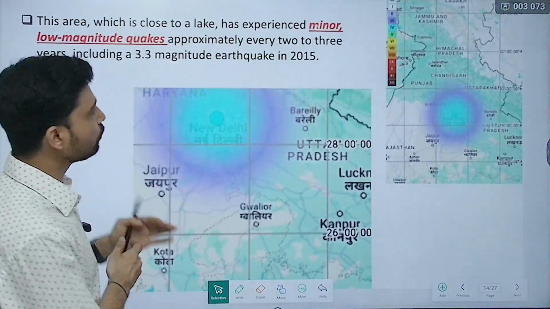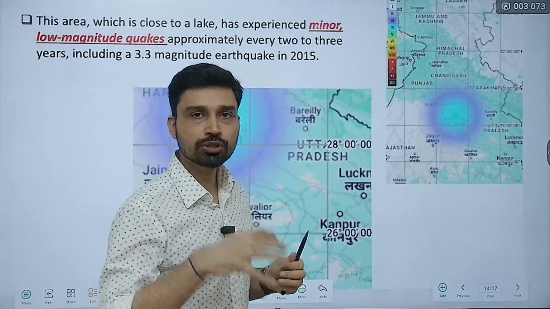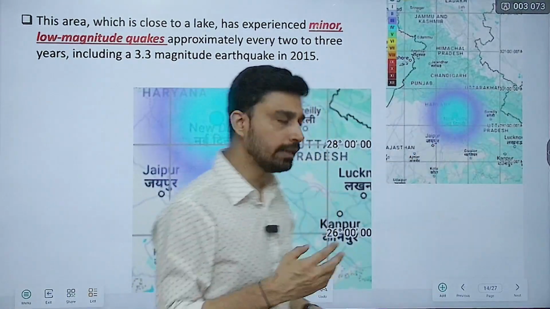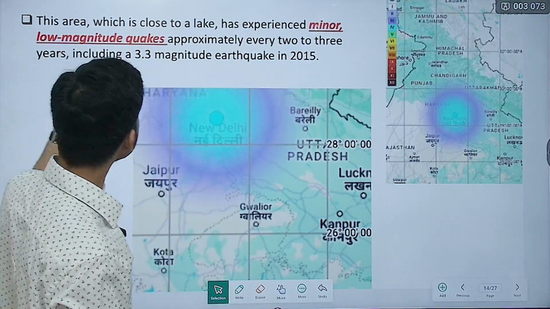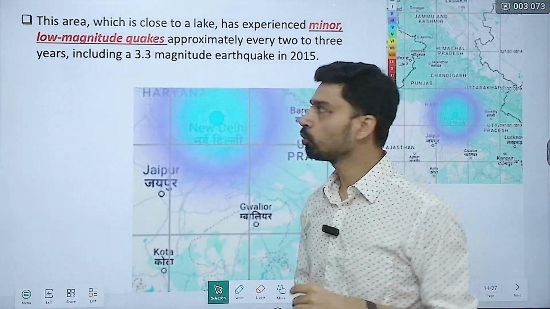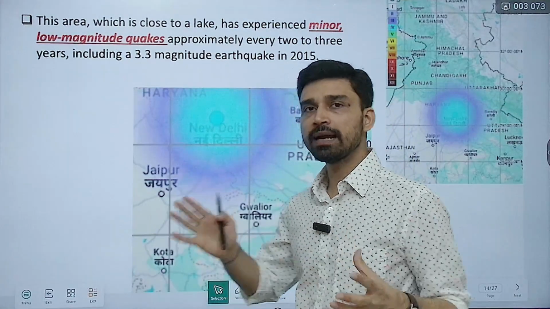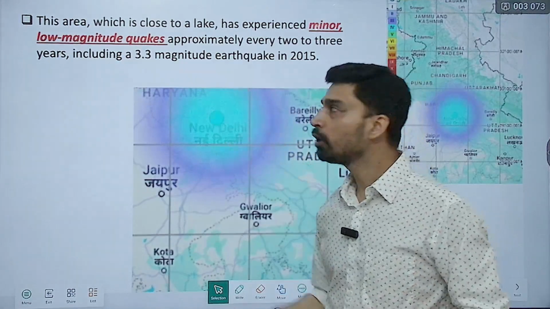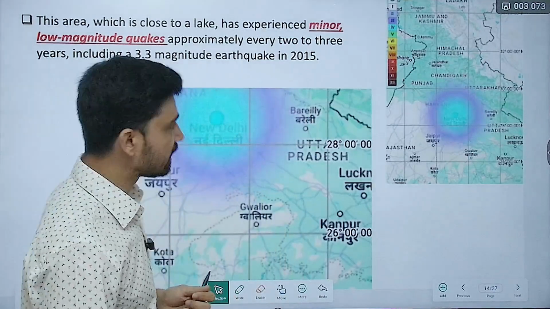Now, the area where the epicenter of the earthquake lies, that is the area mostly disturbed by the earthquake, lies in Delhi, around a lake region. This area close to the lake has experienced minor, low magnitude quakes. This is not the first time that this area has experienced an earthquake. Low magnitude earthquakes approximately every 2 to 3 years have been a norm in this particular area. For example, in 2015, a minor earthquake of 3.3 magnitude was witnessed in the same area as well.